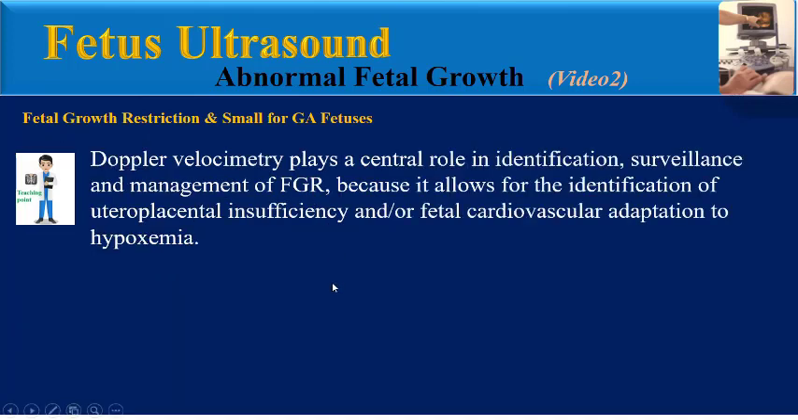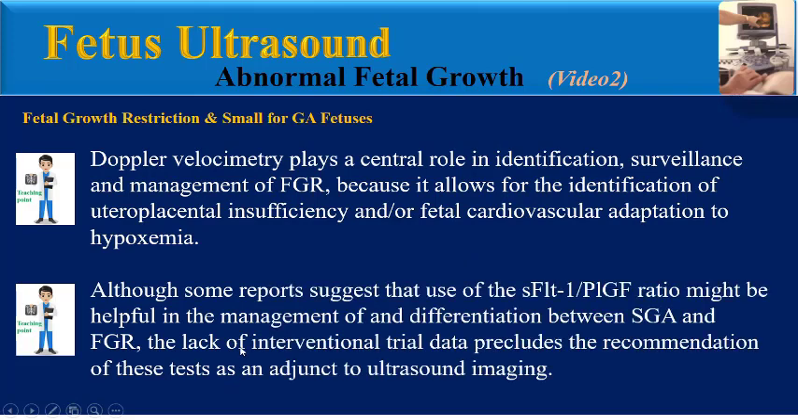Doppler velocimetry plays a central role in identification, surveillance, and management of FGR because it allows for the identification of uteroplacental insufficiency and/or fetal cardiovascular adaptation to hypoxemia. Although some reports suggest that the use of this ratio might be helpful in the management of and differentiation between SGA and FGR, the lack of trial data for biomarkers precludes the recommendation of these tests as an adjunct to ultrasound imaging.